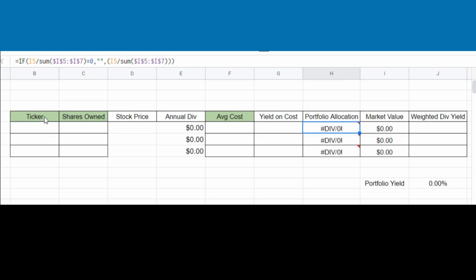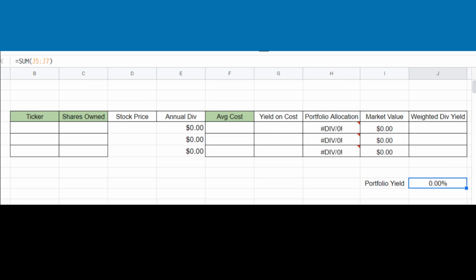The headline in green is the one that we will manually input. Then we have stock price with Google Finance code, annual dividend with the import HTML, this is discussed in episode 1, yield on cost, the division of annual dividend and average cost, portfolio allocation, the division of a single market value by the portfolio value, market value, stock price times shares owned, and weighted dividend yield, portfolio allocation times yield on cost.